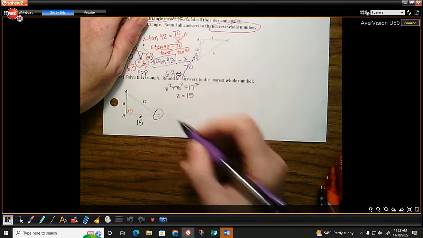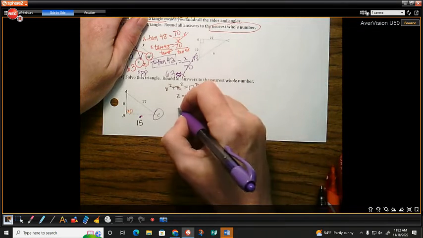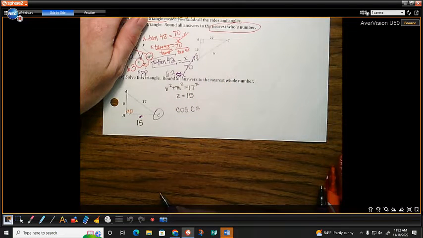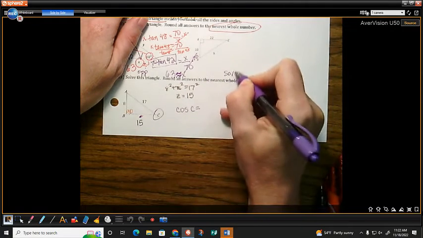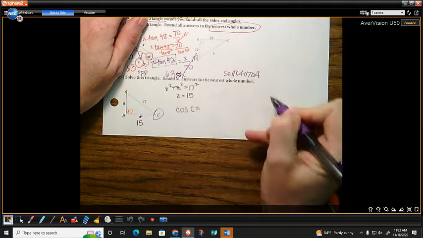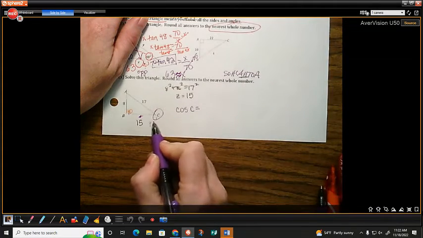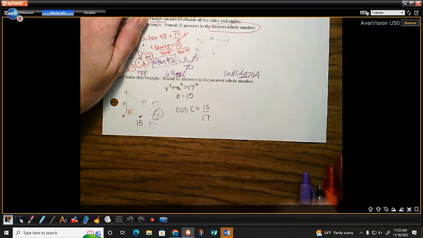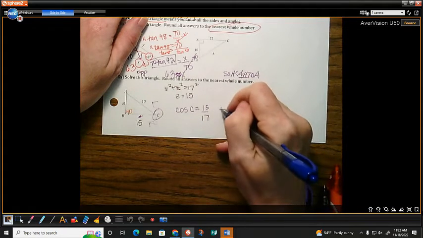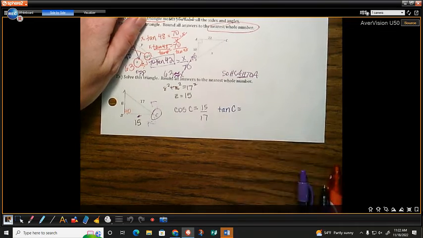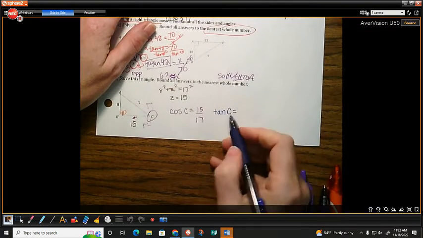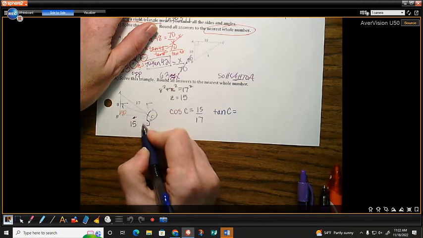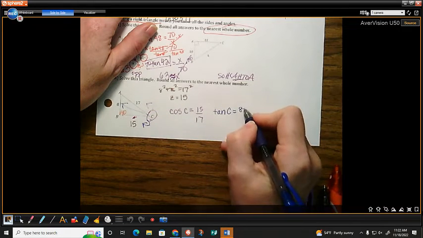Well, I mean, any of them. Okay, so pick one. Cosine. Yeah. If I did the cosine of C, what fraction would I set up? SOHCAHTOA, I'd need adjacent over hypotenuse, so 15 over 17. But maybe I don't like cosine. Maybe I like tangent better. So if I did tangent, what ratio could I set up using angle C? Opposite over adjacent, so it'd be 8 over 15.